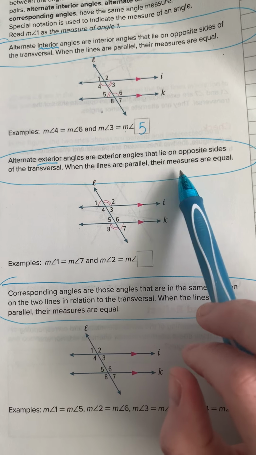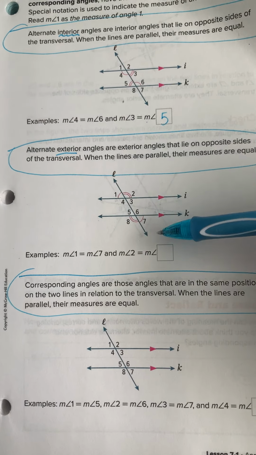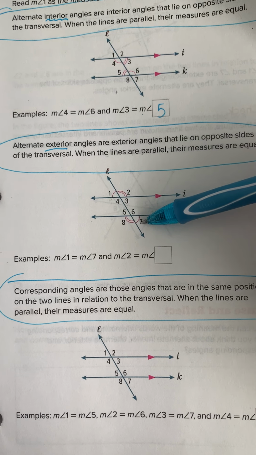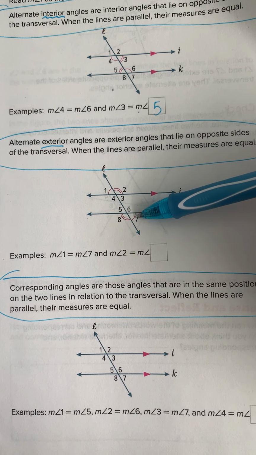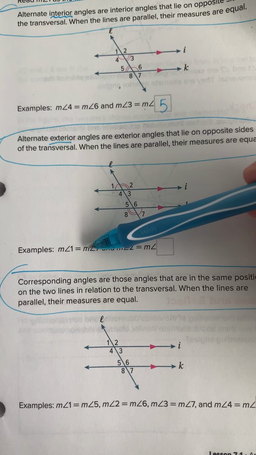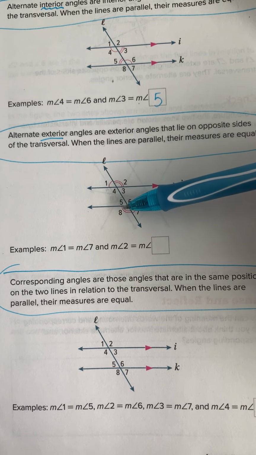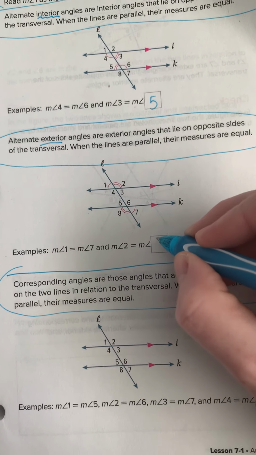Alternate exterior are exterior lines that lie on opposite sides of the transversal. When the lines are parallel, their measures are equal. So these lines are parallel. So we have 1 and 7 are equal. See 1 and 7? The measure of angle 1 is equal to the measure of angle 7. And the measure of angle 2 is equal to the measure of angle 8.